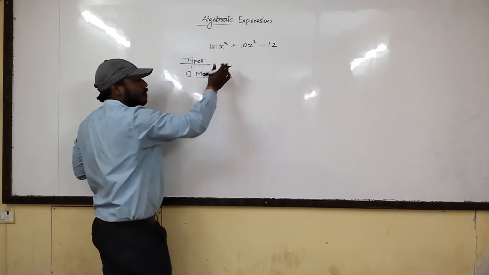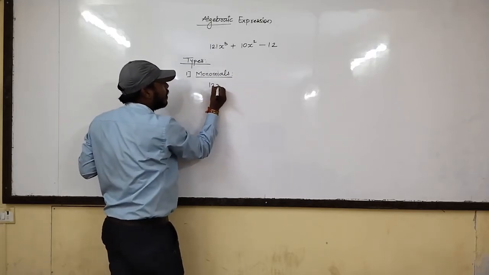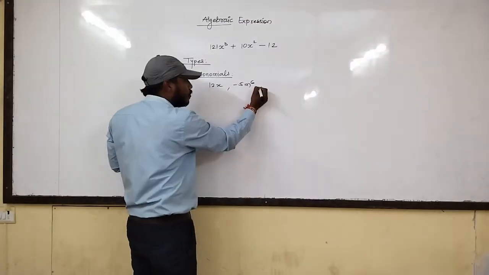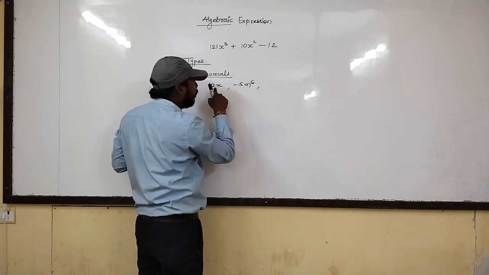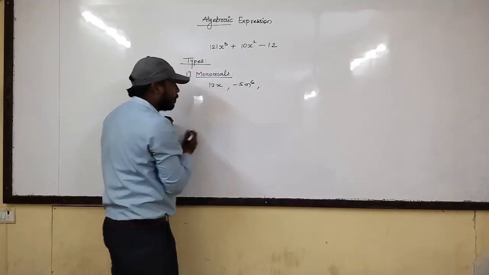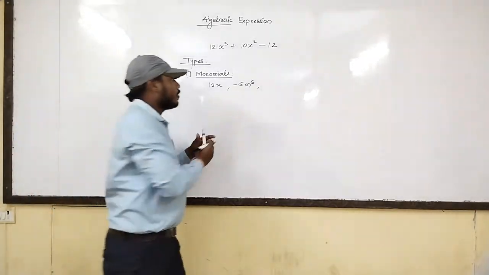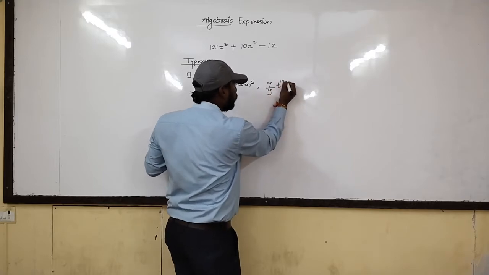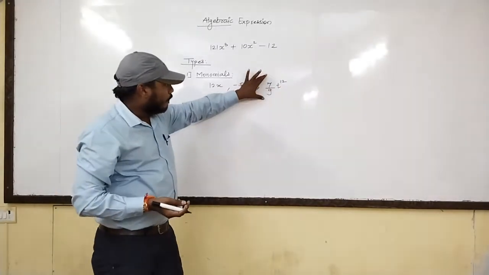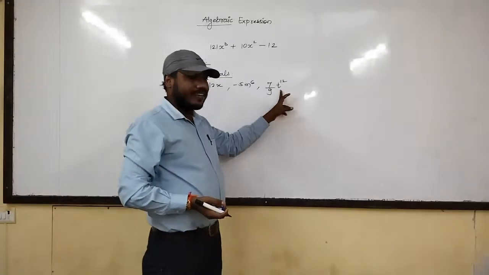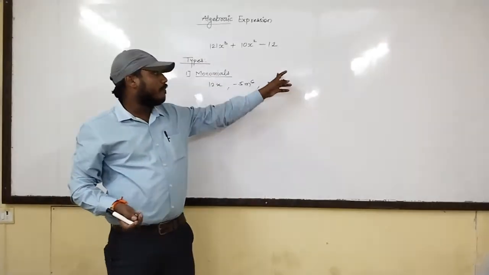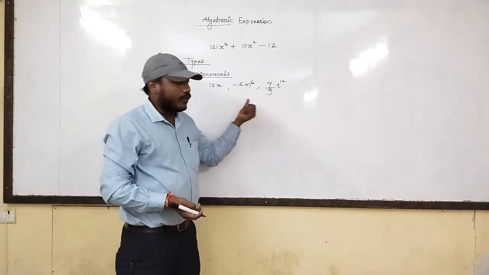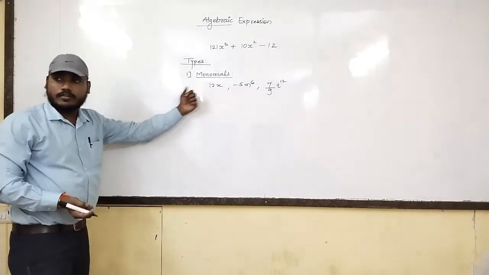Whenever we get one single term, let's say I'm writing 12x, or minus 5m raised to 6, how many terms do we have? 1 term. This is one indivisible term, right? In the same manner, if I write 7/9 t raised to 12, this is also 1 term. The coefficient is a fraction, t is the variable, and its power is a whole number, 12. So whenever we get a polynomial with one single term, that is known as a monomial. Understood?